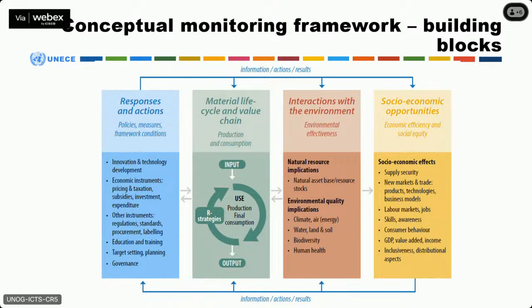So the framework covers all dimensions of the circular economy and the whole life cycle of materials, inspired by policy practices. And it has 4 components that are centered on the material life cycle and the economy's production and consumption functions. And it also describes the interactions with the environment, the policy actions, and the derived socio-economic opportunities.